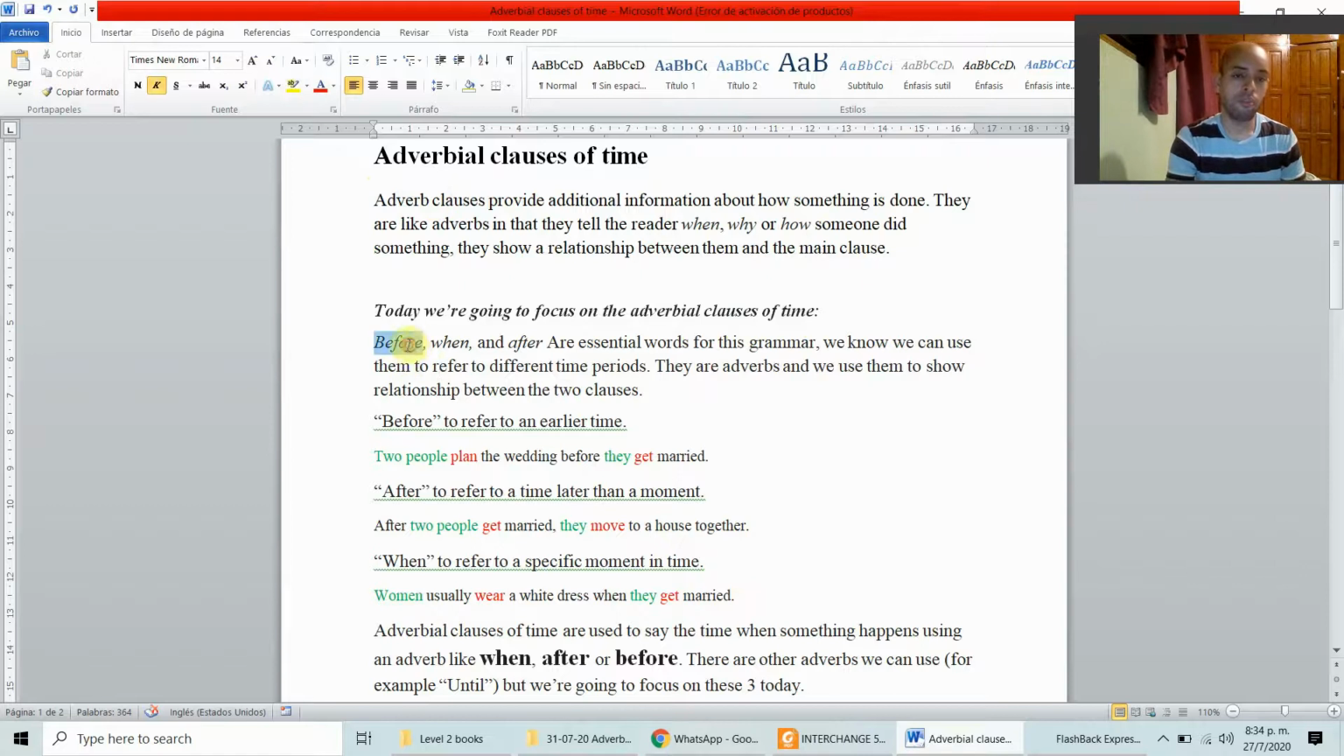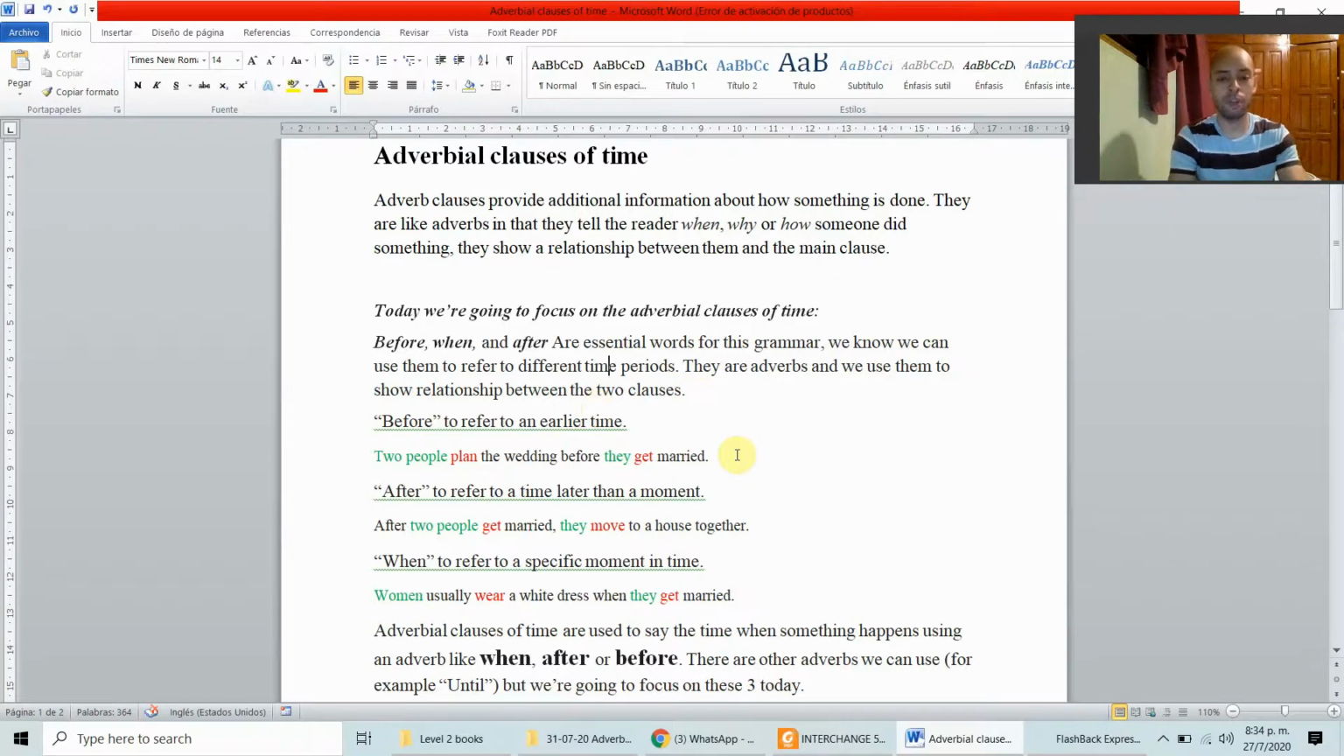So before, when, and after. Let me put this in bold before I continue. Before, when, and after are essential words for this grammar. We know we can use them to refer to different time periods. They are adverbs, and we use them to show relationship between the two clauses. We use before to refer to an earlier time. For example, two people plan the wedding before they get married.